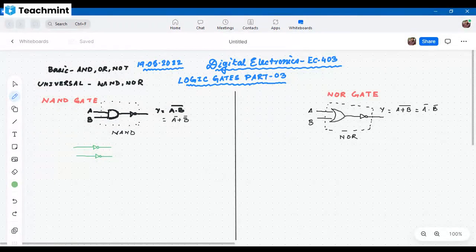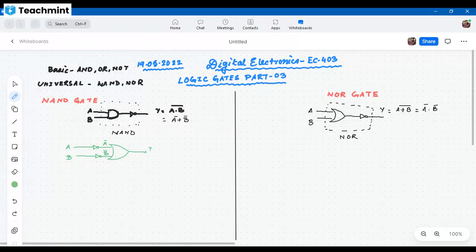So two NOT gates are added. Next, I add an OR gate, and that's how I get the output. So what happens? These are the inputs A and B. If I connect them with the NOT gate, they will be inverted, and I will get A bar and B bar before entering the OR gate, and then we will get the output.